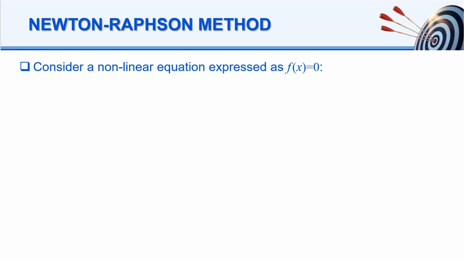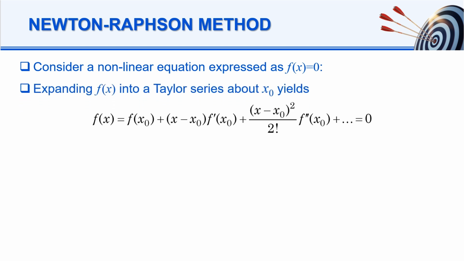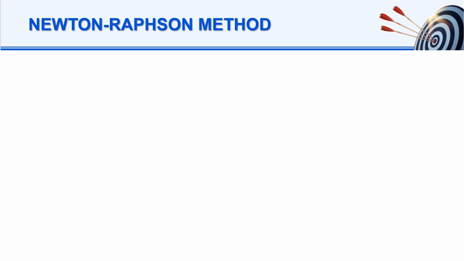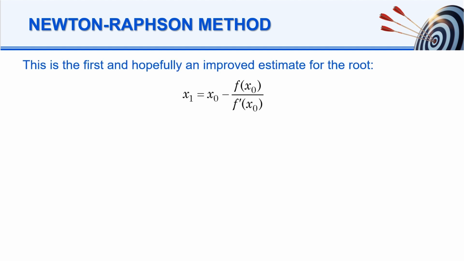Consider a nonlinear equation expressed as f(x) = 0. To derive an iteration equation, we expand f(x) into a Taylor series about x0. This equation has an infinite number of terms, so it is approximated as follows. Solving for x yields the following approximation formula. This is the first and hopefully an improved estimate for the root.